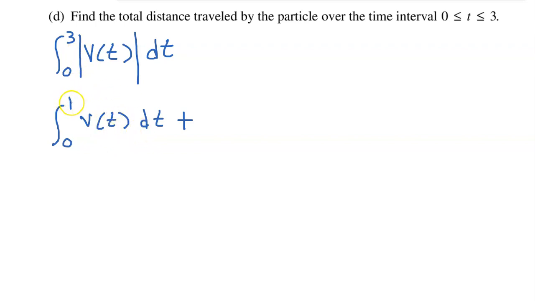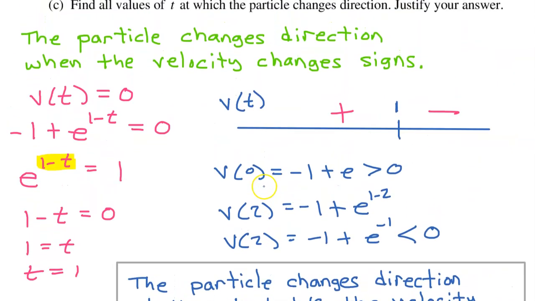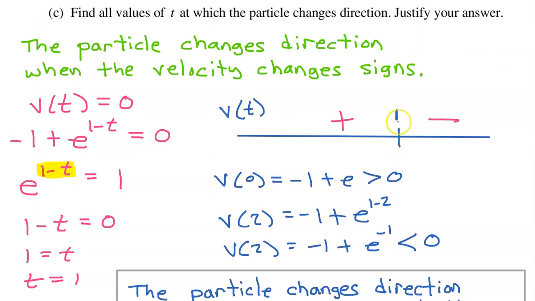But now we must continue and integrate from 1 to 3. We're integrating the rest of the way. So what's going on? Looking back at part C again, after t equals 1, velocity is negative. So that means in order for velocity to be positive, we will have to do the opposite of our velocity function from 1 to 3.